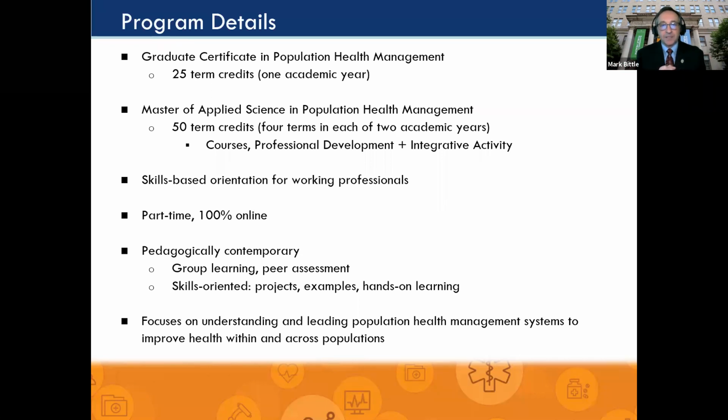So again, essentially there are 8 courses in the first year of the curriculum, and there are another 8 courses in the second year of the curriculum. A total of 16 courses, 50 credits to get your master's degree.